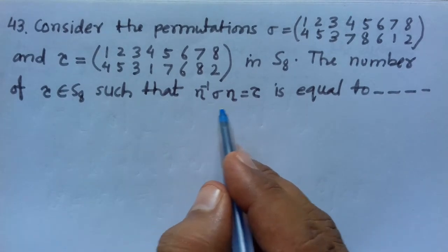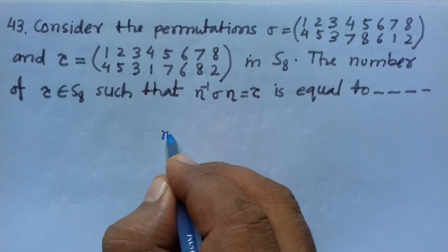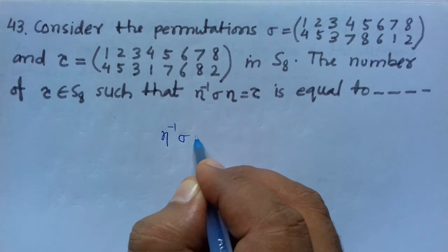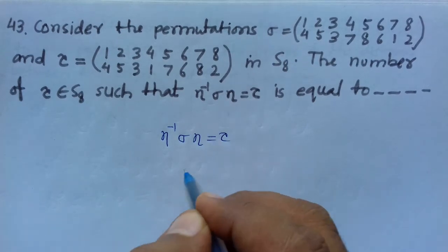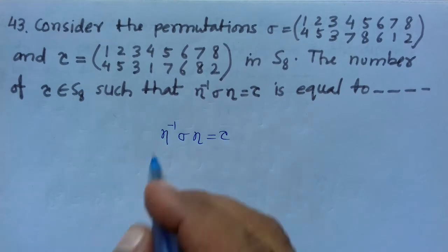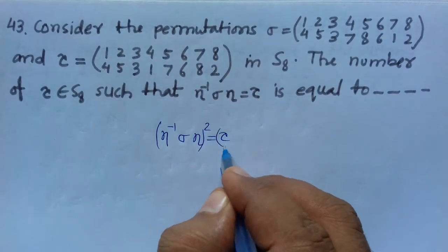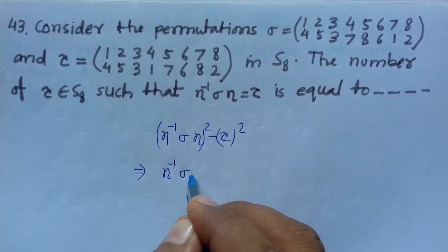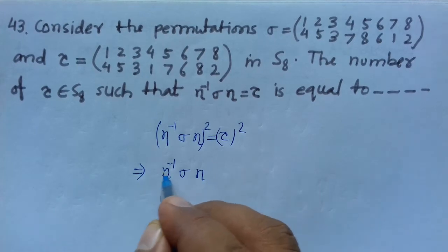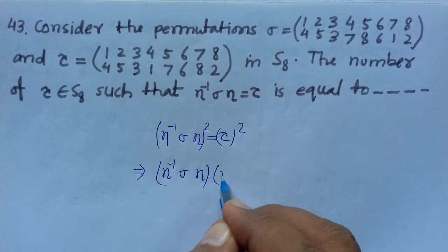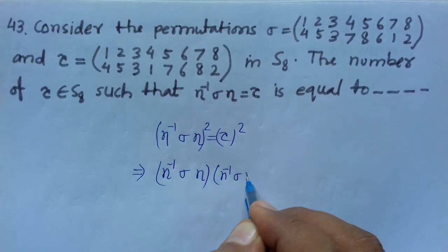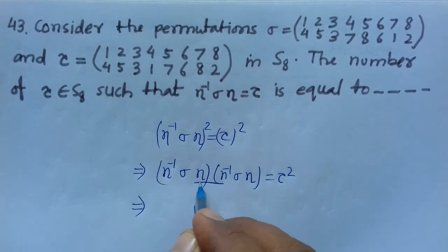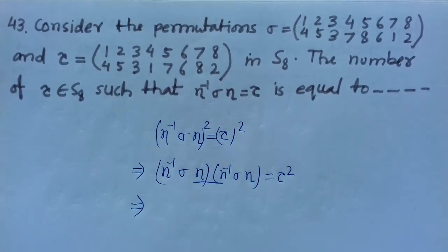Here is the relation. See this relation. This relation is η⁻¹ρη = τ. Let us square this. Squaring gives us η⁻¹ρη, and again, a square means you have to write this one time more, η⁻¹ρη, equals η⁻¹ρ(ηη⁻¹)ρη. So this thing is an identity element.